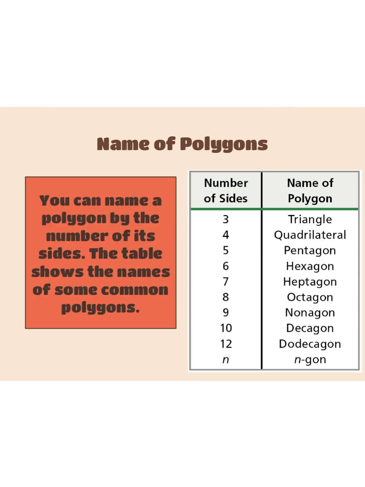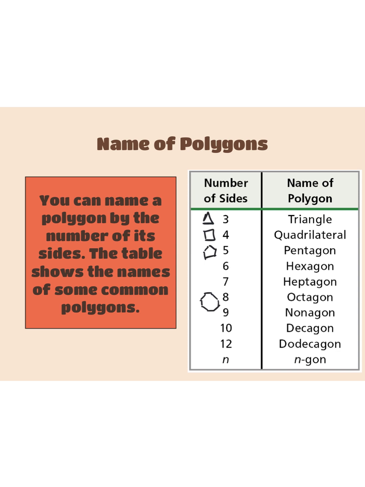Now we have the name of the polygons. You can name a polygon by the number of its sides, and the table shows the name of some common polygons. For 3 sides, you guys know that's a triangle. Then we have a quadrilateral, could be a square or rectangle, a kite, all of those. 5, it's a pentagon. So 5 sides, 6 is a hexagon, 7 heptagon, 8 sides octagon. A very common 8-side figure that you guys see on a daily basis is a stop sign.